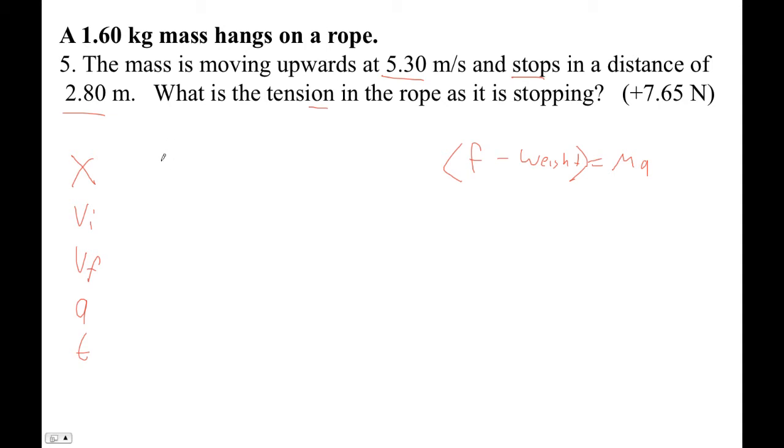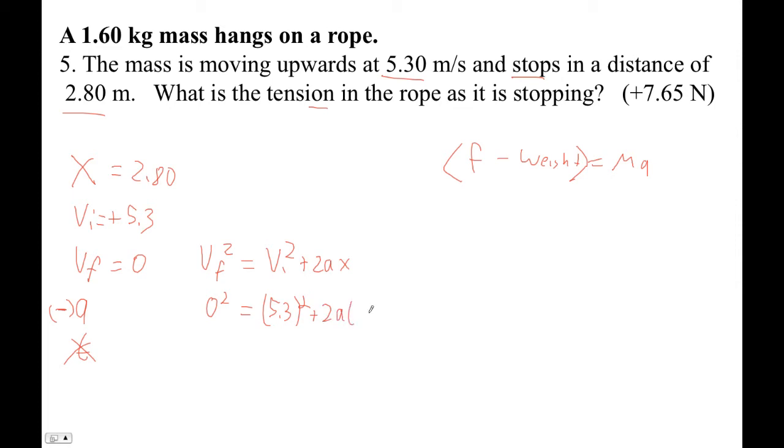Let's figure this out. It's going upward at 5.3, so positive 5.3. Final velocity is 0. Now, if we go from 5.3 to 0, this is going to be a negative acceleration. It stops in a distance of 2.8, and we don't care about t, so we're going to use vf squared. So 0 squared is 5.3 squared plus 2 times a times 2.8.